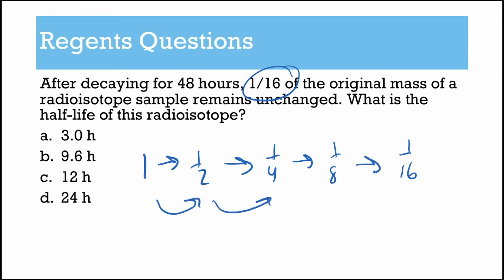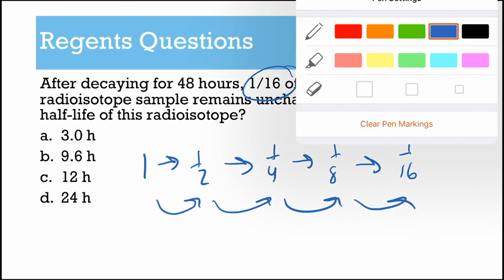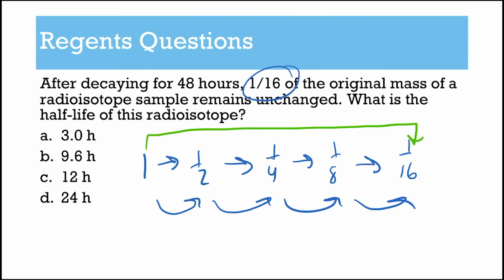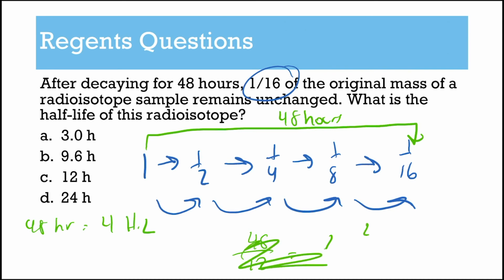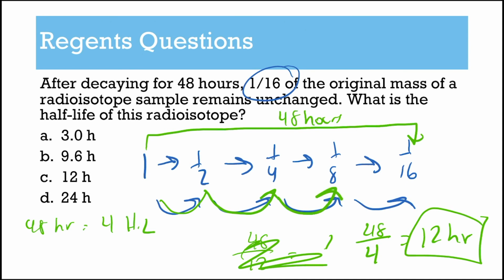So 1 half-life, 2 half-lives, 3 half-lives, 4 half-lives. So, over this time, this is 48 hours. So 48 hours equals 4 half-lives. So how long is 1 half-life? You do 48 divided by 4. So the total amount of time divided by the number of half-lives, 4, is 12 hours. So that means each half-life is 12 hours. So 12 hours to get to a half, another 12, and another 12, and another 12. Boom, that gives you 48 hours.